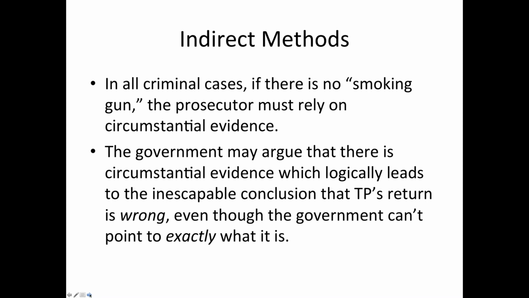But in all criminal cases, there's not always going to be a smoking gun. And so the prosecutor has to rely on what we in the law refer to as circumstantial evidence. In those cases, the government may argue that there is circumstantial evidence which logically leads to the conclusion that the taxpayer's return is wrong, even though the government can't point to exactly what it is. The government can't put their mouse over the amount on the return and say that this amount is a gross understatement of reporting. In these cases, the government has to use what's called an indirect method.